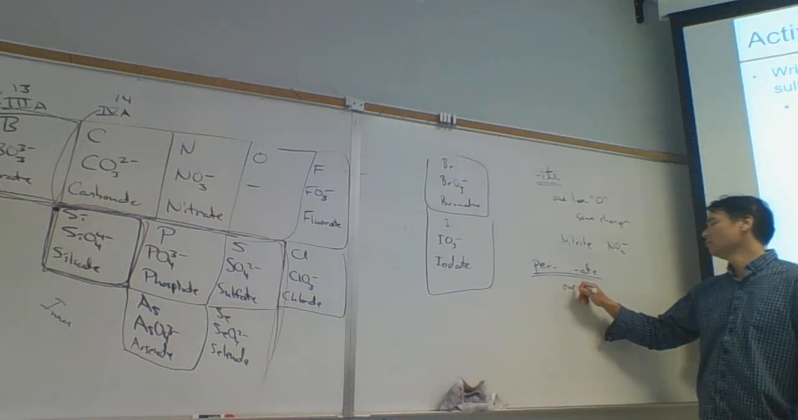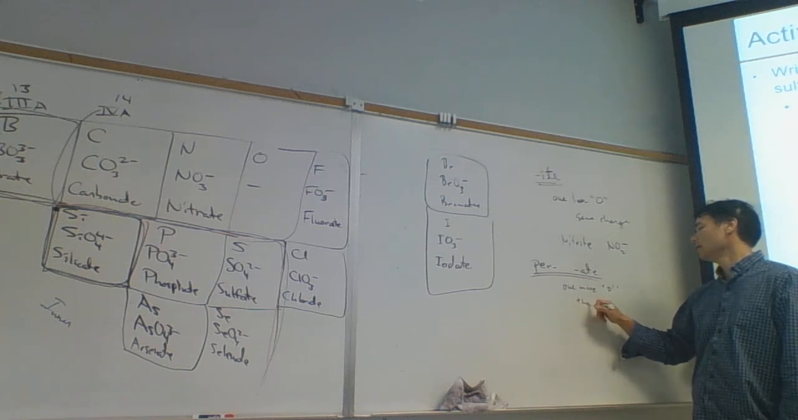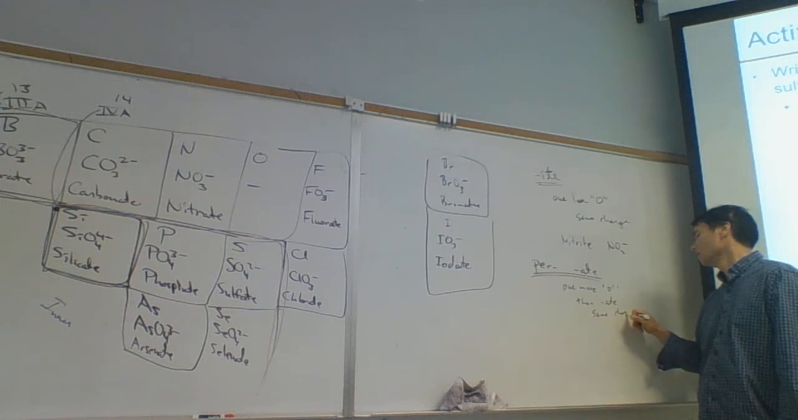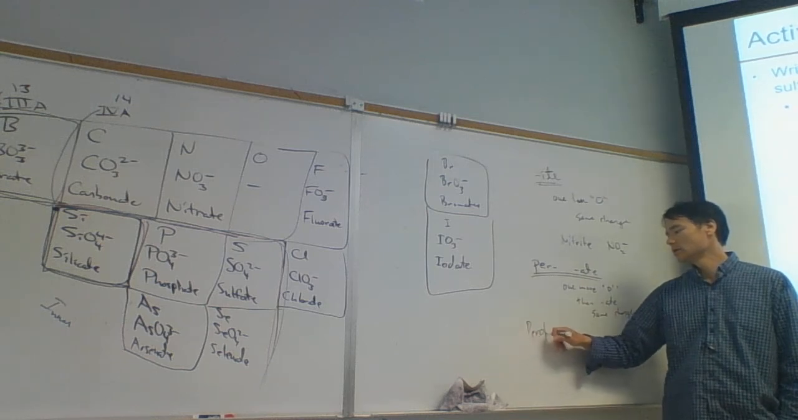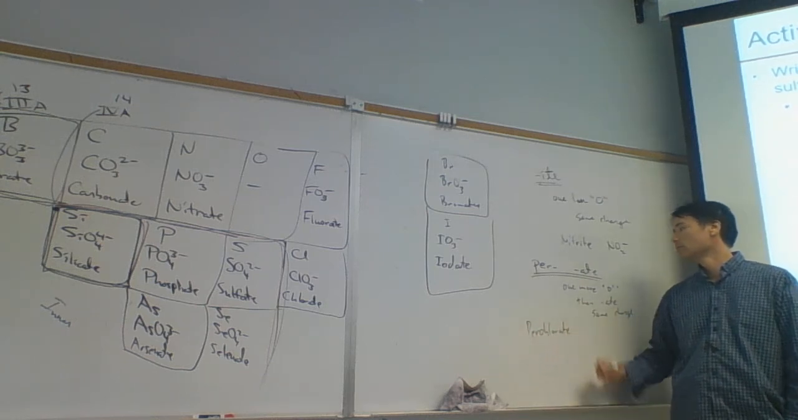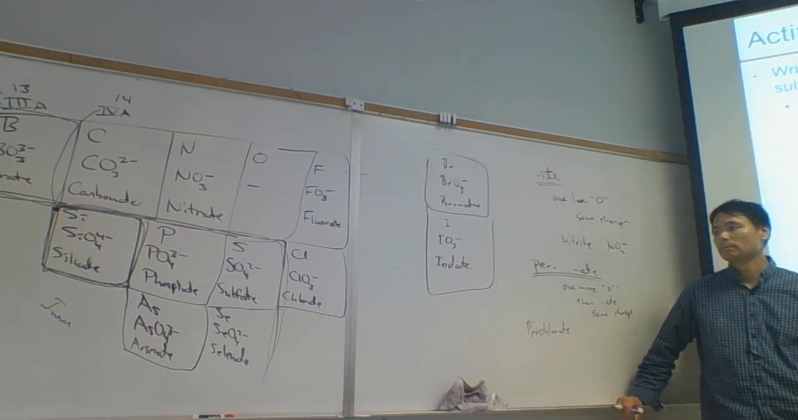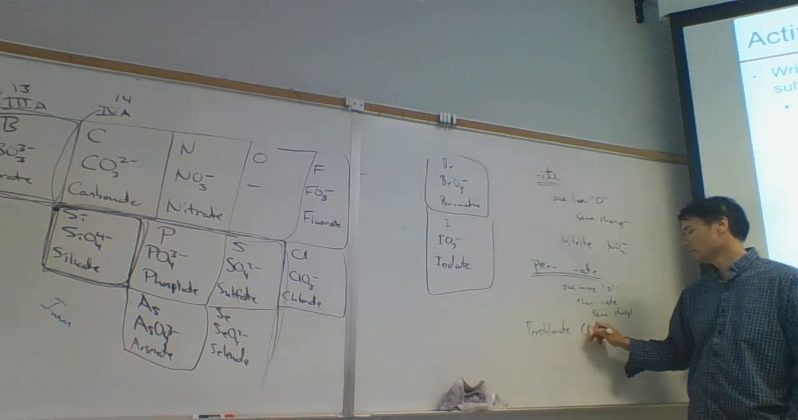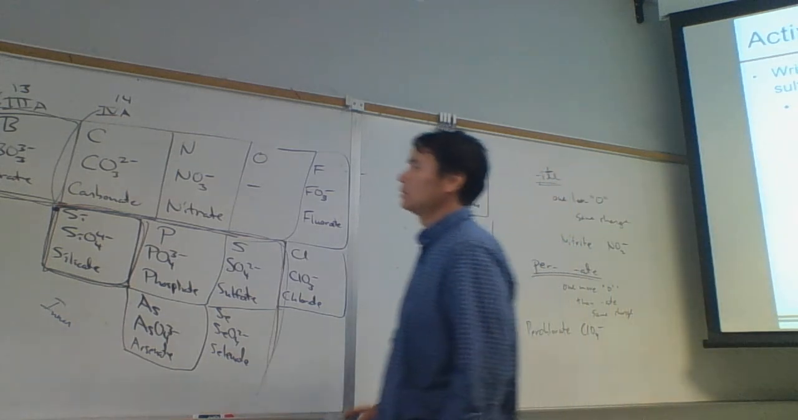And then we have what we call the per-ates. The per-ates have one more oxygen than the -ates, same charge. An example would be perchlorate. What is perchlorate? Well, we know what chlorate is. What is chlorate? And therefore perchlorate is ClO4 minus. Those are the per-ates.